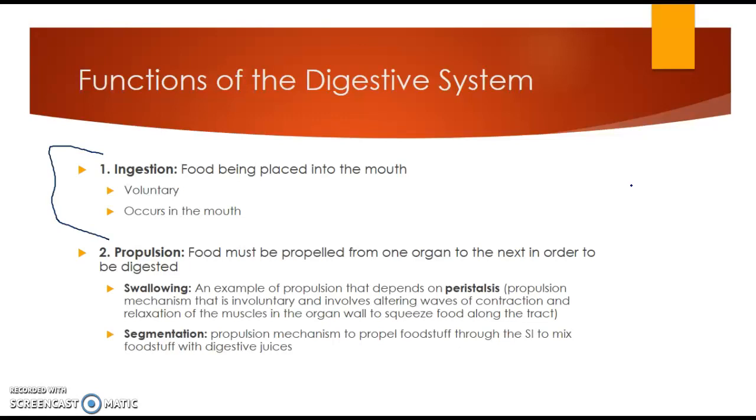Then we have propulsion. Propulsion is basically moving food from one organ to the next. So swallowing is an example of propulsion, and it depends on peristalsis. Peristalsis is that contraction of the smooth muscle in waves that basically allows food to move through the GI tract. And then there's another type of propulsion called segmentation. And this is actually really cool. It takes place a lot of times in the intestines, and it allows foodstuff to be separated and mixed with digestive enzymes so that you're moving it from one little area to the next. But both are types of propulsion, which is just movement.